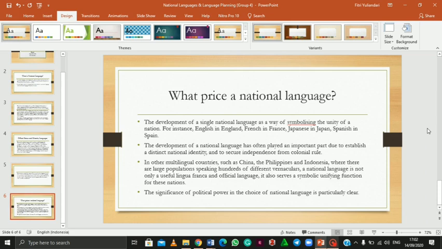And then in other multilingual countries such as China, the Philippines, and Indonesia, where there are large populations speaking hundreds of different vernaculars, a national language is not only a useful lingua franca and official language. It also serves a symbolic and unifying function for these nations. And then the significance of political power in the choice of national language is particularly clear.